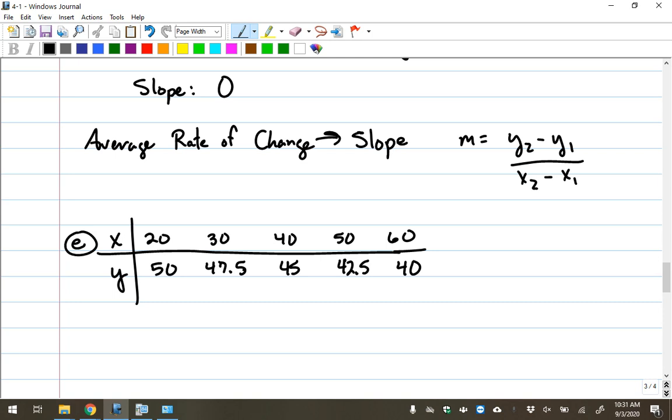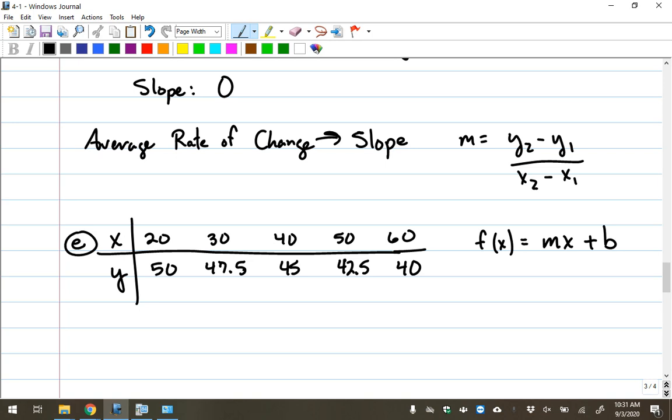That would be important, but we don't have an ordered pair where it crosses the y-axis for this. So what are the parts of an equation of a line? Go back to right before we did the first example. Our function g or f of x is equal to mx plus b. So we've got to find the slope and then the y-intercept. Okay, we're going to find the slope first.